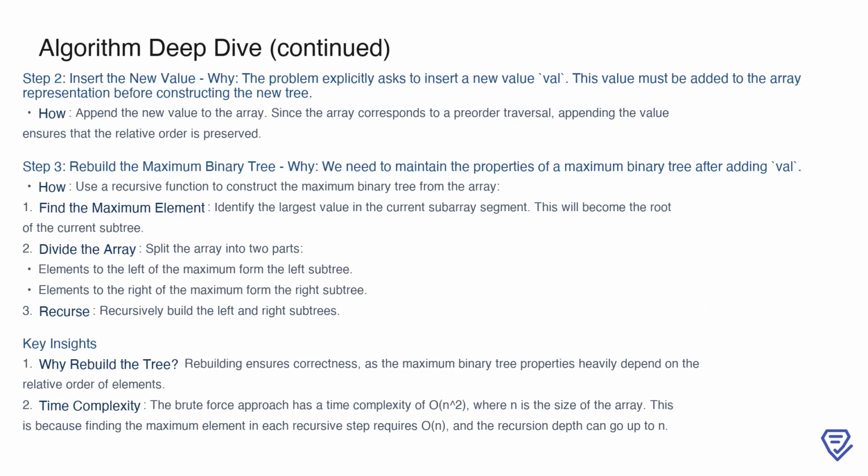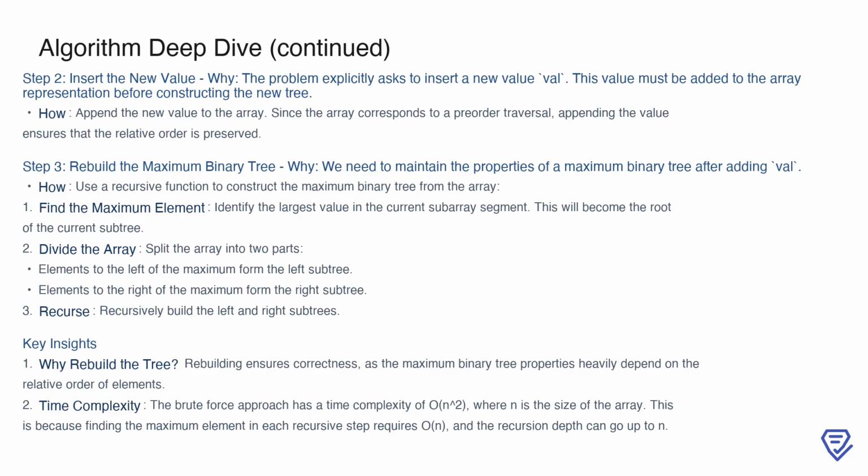After recovering the original array representation of the tree, the next step is to insert the new value, as the problem specifies. To do this, we simply append the new value to the end of the array. By appending, we ensure that the relative order of elements in the array is preserved, which is crucial for maintaining the properties of the maximum binary tree. Once the new value is added, the next step is to reconstruct the maximum binary tree from this updated array.